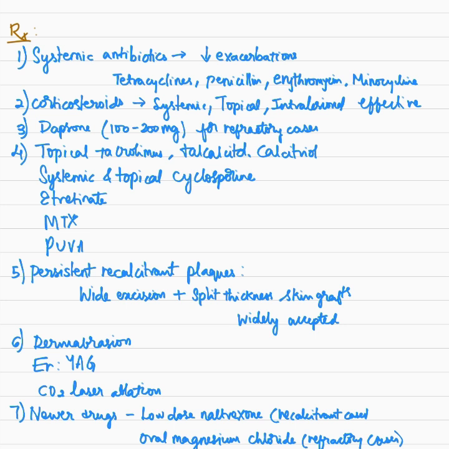Topical tacrolimus, calcitriol, systemic and topical cyclosporine, acitretin, methotrexate, and PUVA therapy have been variably effective. Persistent recalcitrant plaques can also occur as the disease progresses and in severe cases. In those cases, wide excision along with grafting with split thickness thin grafts is a widely accepted mode of treatment.